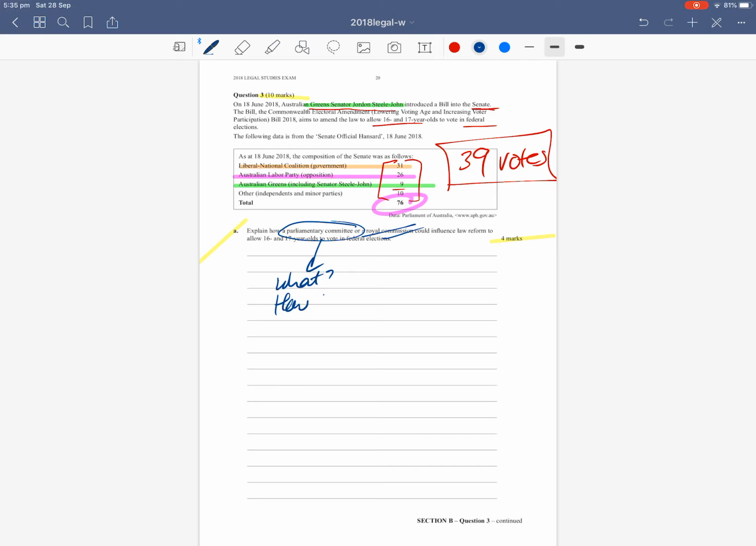How do they operate? And then link back to influence law reform. Again, in terms of the amount of stimulus we've been given, we've only been given a quarter. Compared to question 2 where we had a full page for the tanning units, this isn't really that much, right? So we need to link back. And again, the question has kind of done that for you by adding in influence law reform to allow 16 and 17-year-olds to vote.